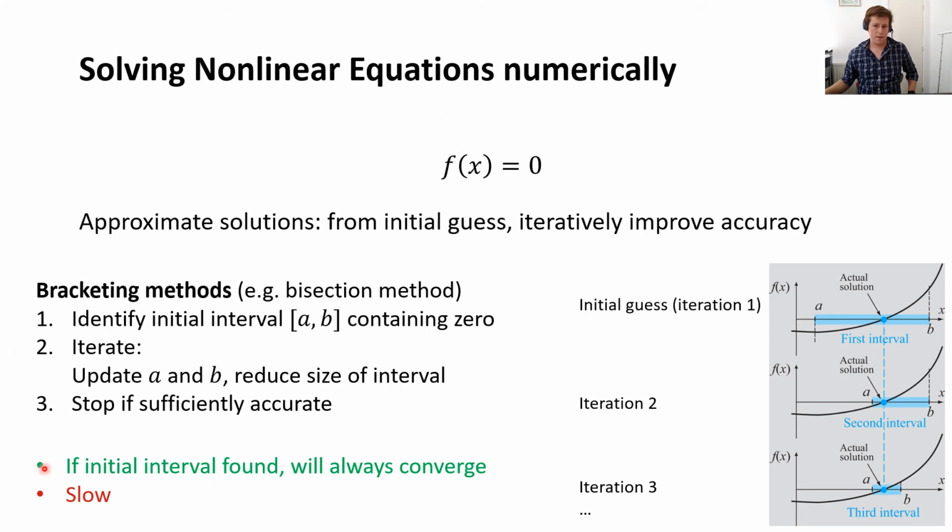This has some pros and cons, these methods. If you can find an initial interval, these methods will always converge, and that's guaranteed. You can keep making the interval smaller and smaller, and after a while you will close in on the actual solution up until your desired accuracy. The downside is that these methods are notoriously slow. We will see examples of this in the lecture on the bisection method, but also on how the other methods can get much, much faster in finding a sufficiently accurate approximation for the solution.